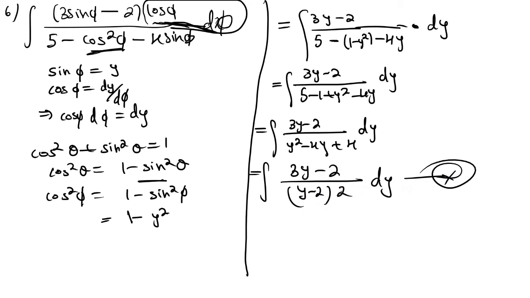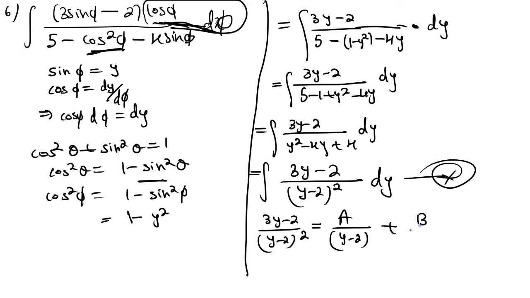It is a proper fraction, right? Because the degree of the denominator is 2, and the degree of the numerator is 1. So you can apply partial fractions. So consider 3y minus 2 divided by y minus 2 whole square. How to write this one? It's equal to a divided by y minus 2 plus b divided by y minus 2 whole square.